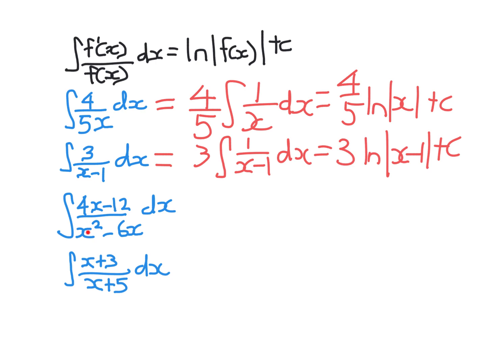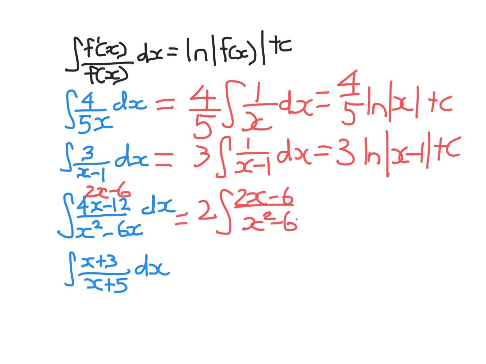All right, what about this one here? Well, this is actually almost in this form. See, the derivative of x squared minus 6x is actually 2x minus 6. That's what I really want on the top. So what can I do? Well, I can actually rewrite this. I can take out a factor of 2. Note that 4x minus 12 is just 2 times this. So if I rewrite it like this, it's going to be in the right form.